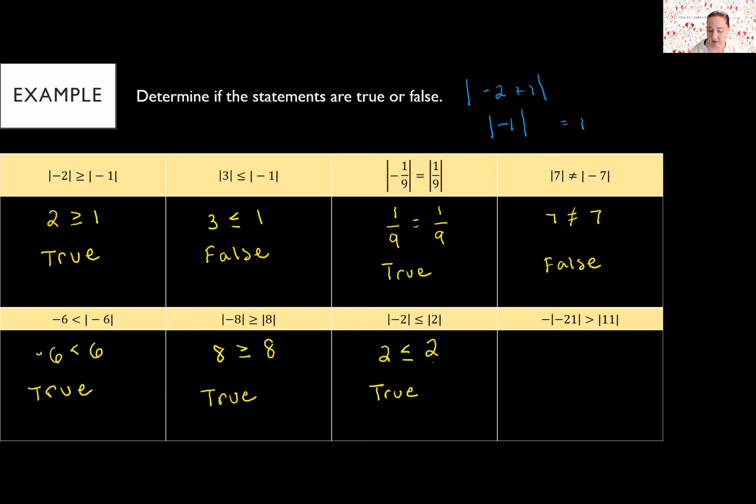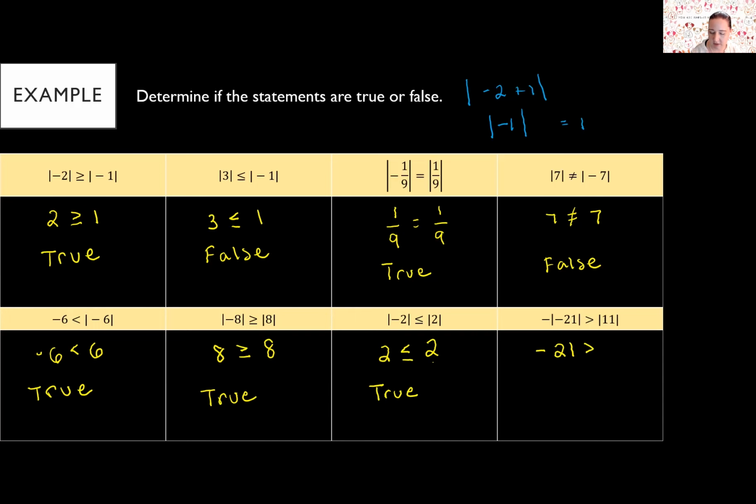Then this last one here. So we've got this negative, then an absolute value of -21. That absolute value of -21 becomes a +21, but then we have a negative in front because there was a negative in front of the absolute value. So that gives us a -21.